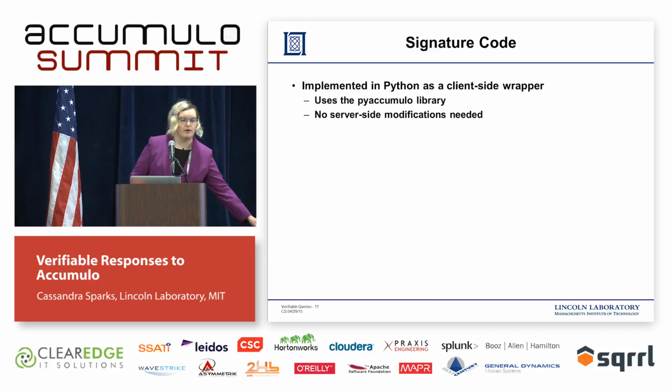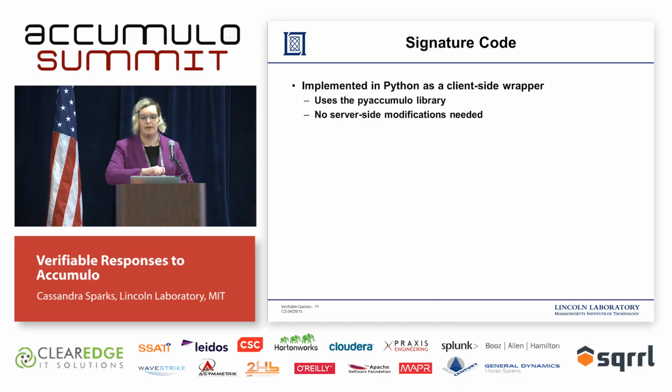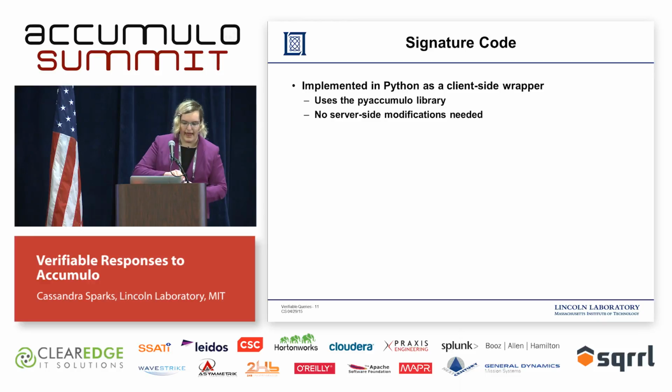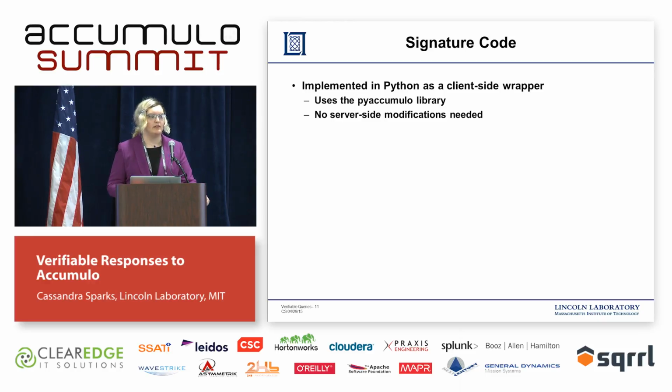So we've implemented this code in Python already, and we have this running in Accumulo, and it uses the PyAccumulo library for interfacing. The advantage to this approach is that there's no server-side modification needed. This is good partly because we don't trust the server in our threat model anyway, so we have to be careful when we are modifying anything that the server does. But it's also good because any version of Accumulo that PyAccumulo supports, the version of PyAccumulo that we're using, this will also support. So it gets backwards compatibility to some extent.